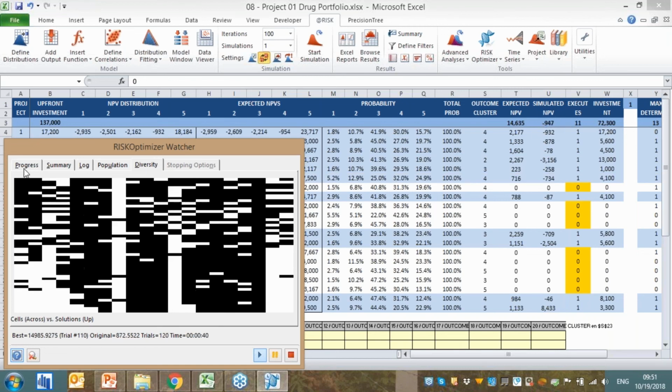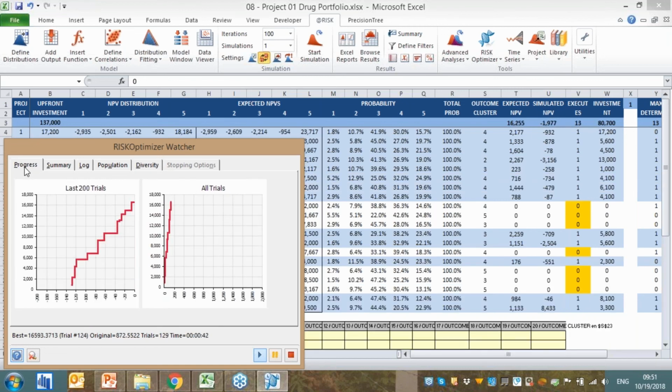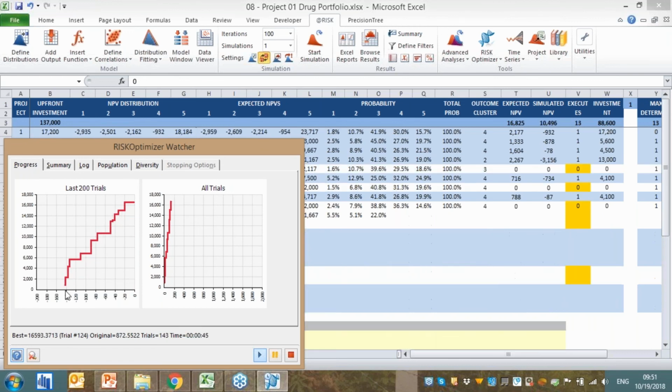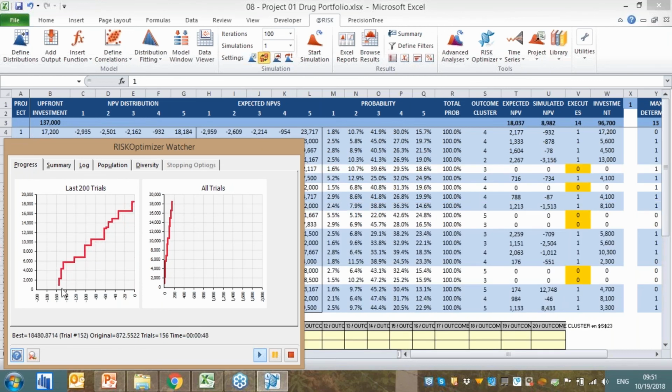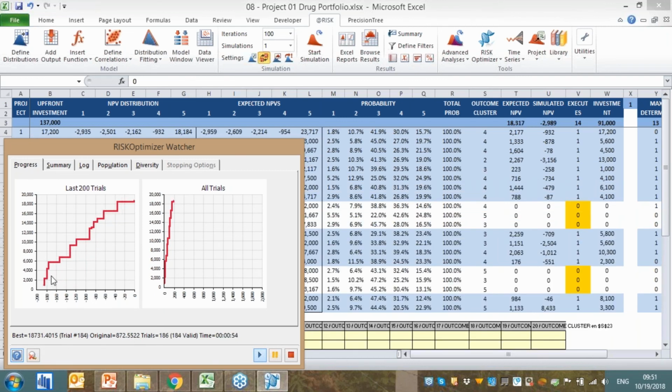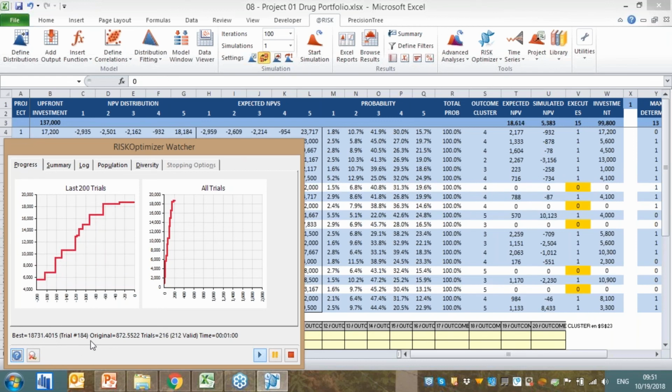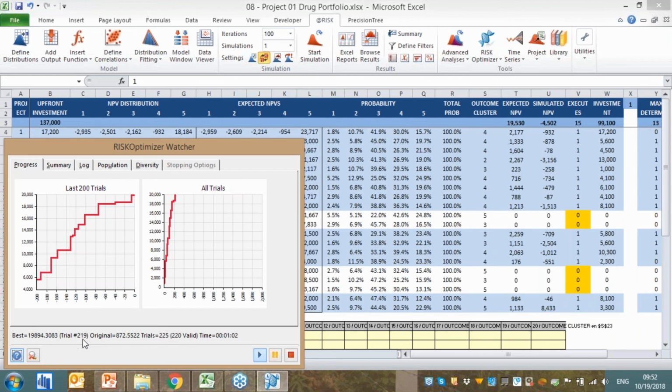How do I see this? I see that in progress. See my progress pathway. I started with a mean NPV around here. As you can see here, your original one was only 872. And now it has already climbed all the way up to close to 19,000 over here after your trial 219.